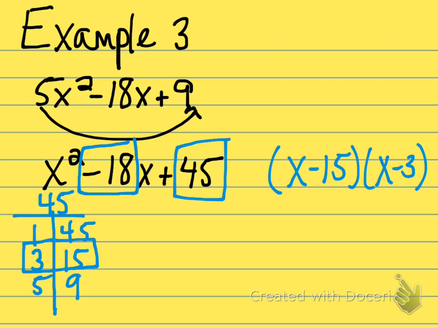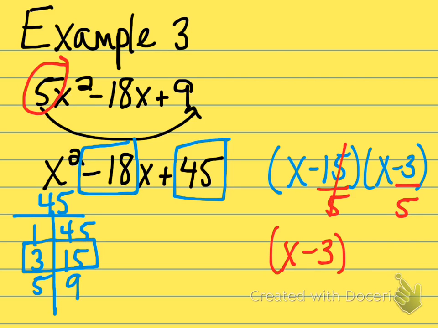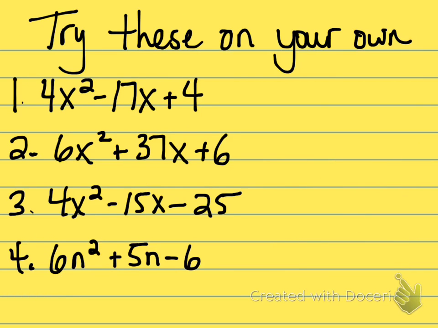Go back to your original equation, take a, which is 5, and divide both of them by 5. Since 15 goes evenly, I'll rewrite it as x minus 3. In the second one, since 5 does not go into 3, I will just move it in front of x. This is the same process that needs to be done for every problem where a is greater than 1, and you cannot factor it. Try these problems on your own.